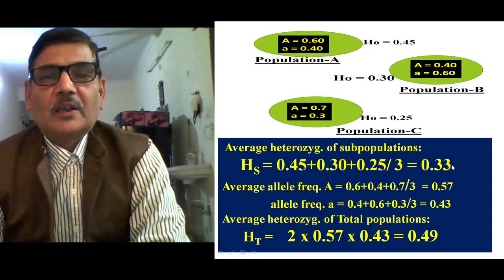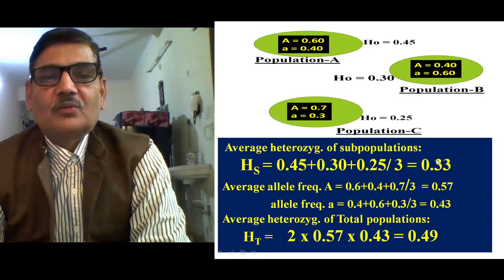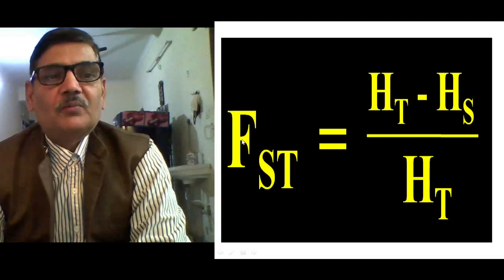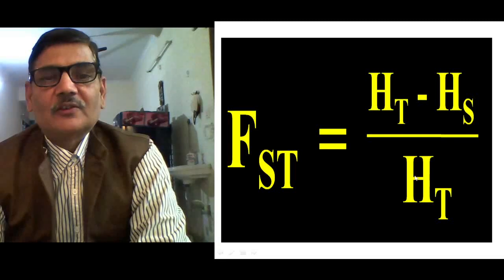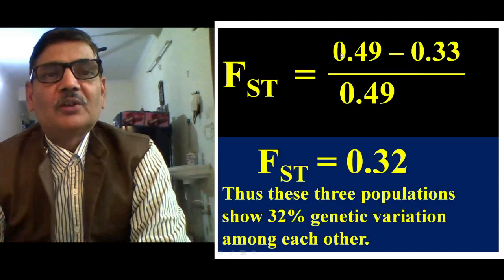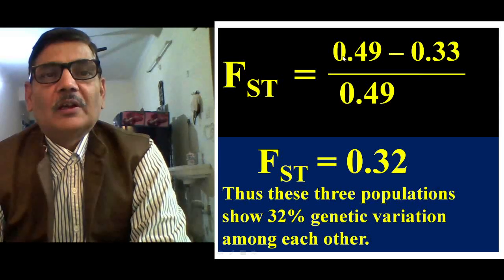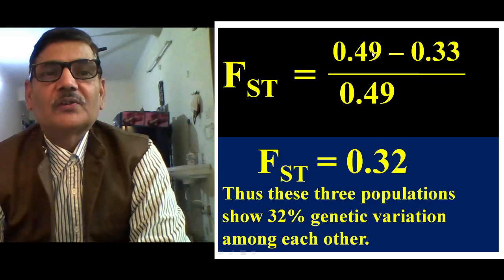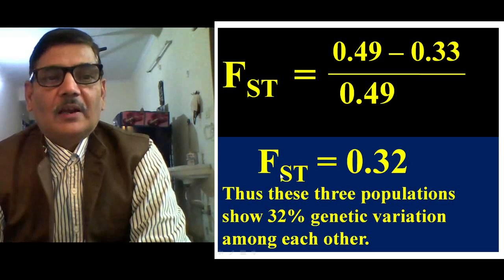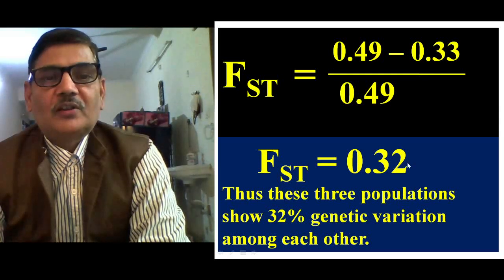and the average heterozygosity of subpopulations has come 0.33. Now we can do further calculations because we know the formula of FST is HT minus HS divided by HT. So we are simply putting in the value 0.49, which is the average heterozygosity of total populations, minus 0.33, which is the average heterozygosity of subpopulations, divided by 0.49. Now this value comes 0.32.